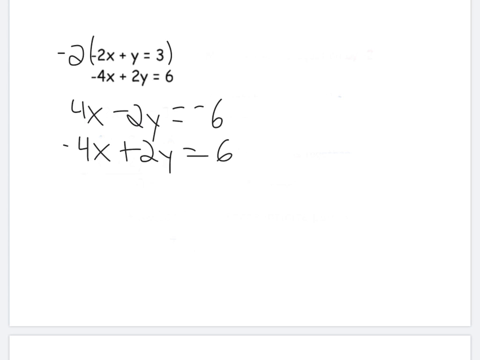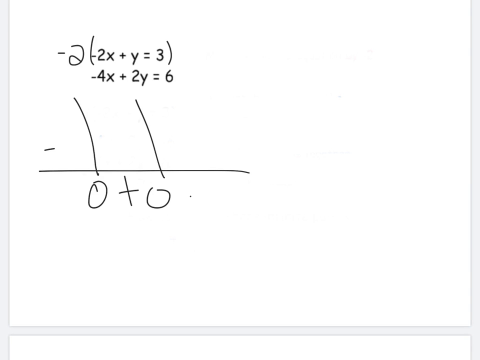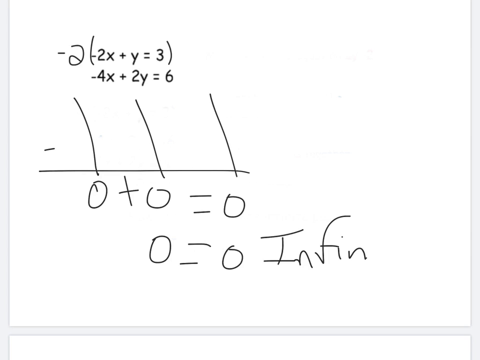I now have my x's opposites, so I can add them together. So I have 4x and -4x, they're opposites, so that's 0. -2y and 2y, they're also opposites, so that's 0. And then -6 and 6, those are opposites as well, so that's 0 as well. So the statement I get is 0 equals 0. This time that's a true statement, so remember when we did that with the regular equations, that meant that there were infinite solutions.